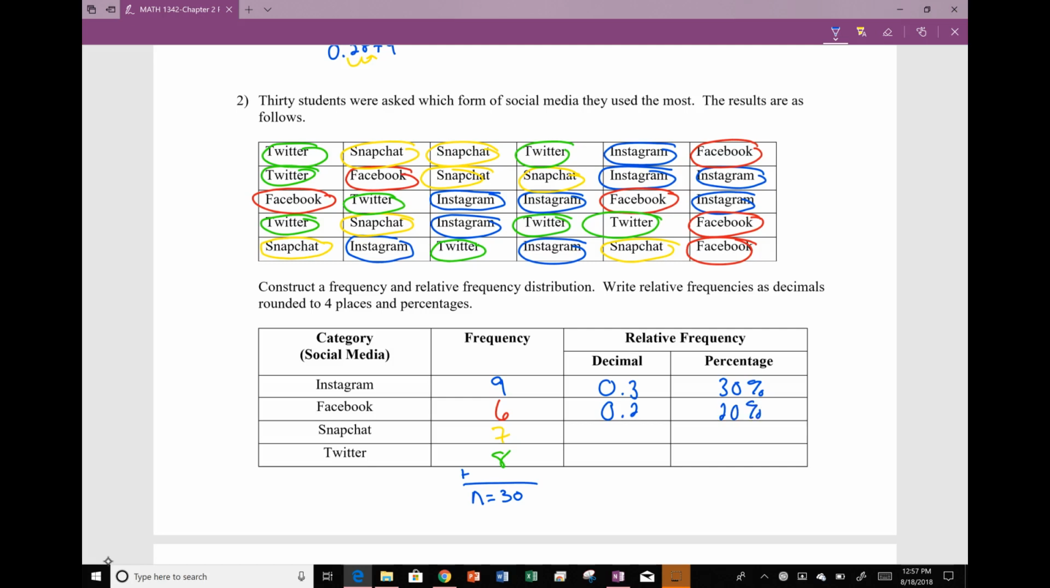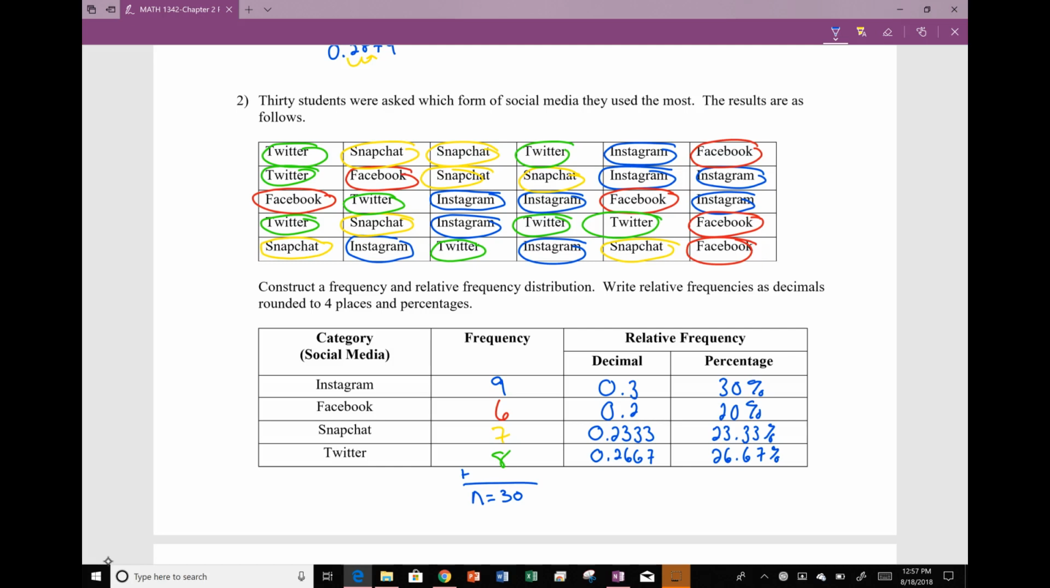7 divided by 30 for our Snapchat users. This one doesn't come out to be a nice number, so it's going to be 0.2333, rounding properly, which is going to be 23.33%. Twitter users, 8 divided by 30 is going to be 0.2667, which is 26.67%.